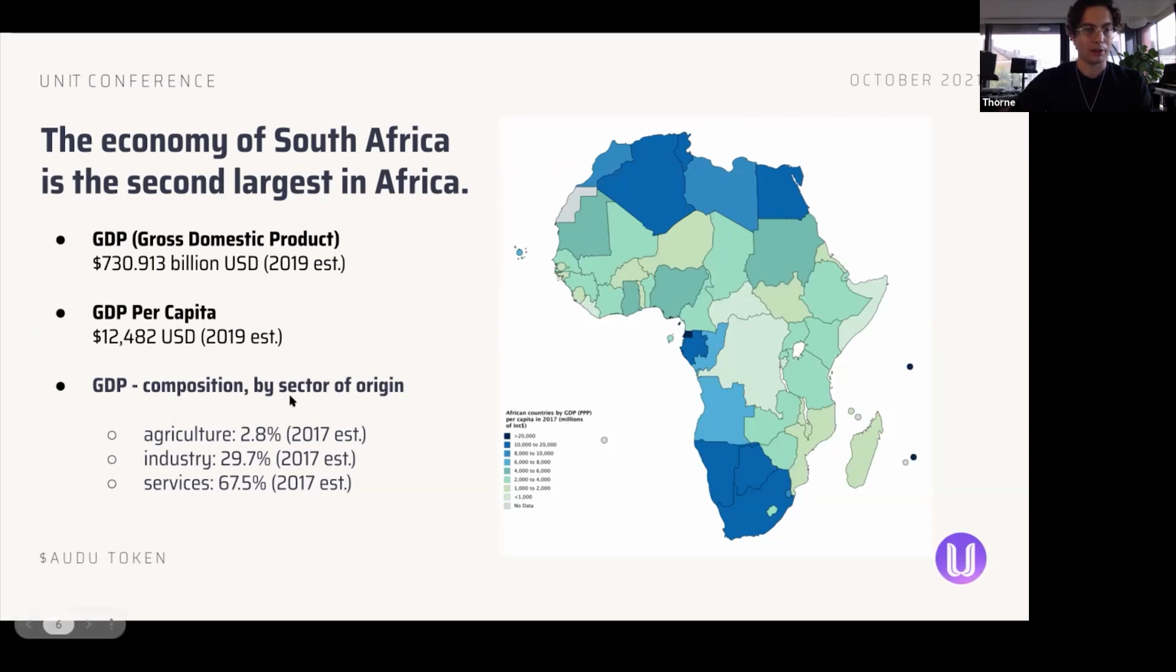We can see basically here a little breakdown, composition by sector of origin. So very strong in the services here, 67.5%. I do believe this is actually one of the highest in the world in terms of what it is actually adding to the GDP. And then industry and agriculture, not so much anymore. It used to be a little bit higher back in the day.